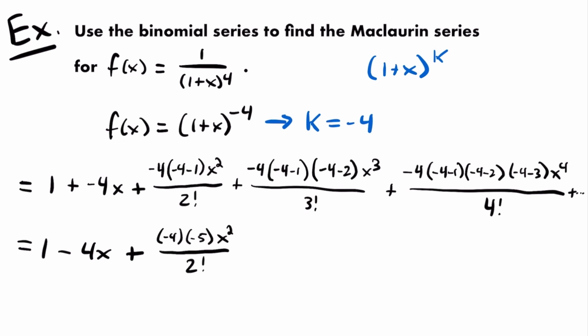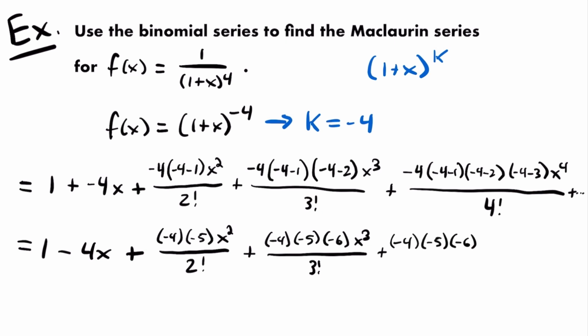Then for our next term, we have -4 and then -4 minus 1. That's -5, and -4 minus 2 is -6. So we'll have plus -4 times -5 times -6 times x cubed divided by 3 factorial. And then we'll add that to -4 times -5 times -6 times -7, right? -4 minus 3 is -7, times x to the power 4 divided by 4 factorial.